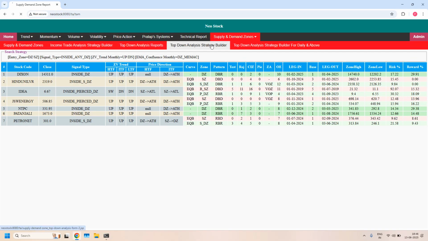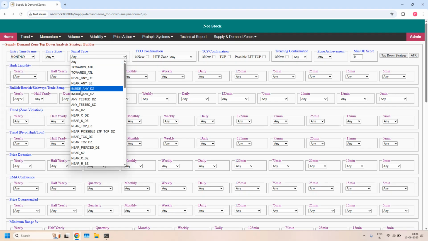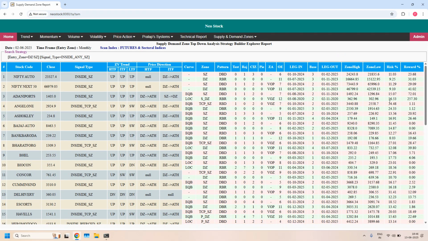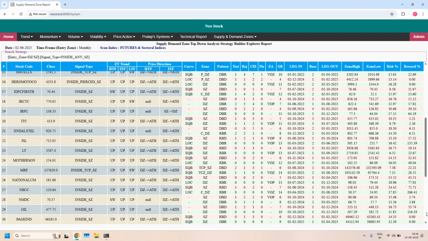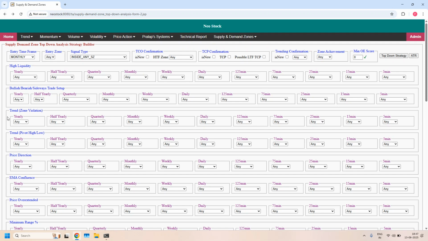Next, price closed inside the monthly supply zone. First 15 stocks in the list. I am quickly scrolling the list down for your reference purpose. After that, we will filter further with EMA confluence. Okay, out of these 42, how many are having monthly supply zone with monthly EMA confluence? Let us verify.